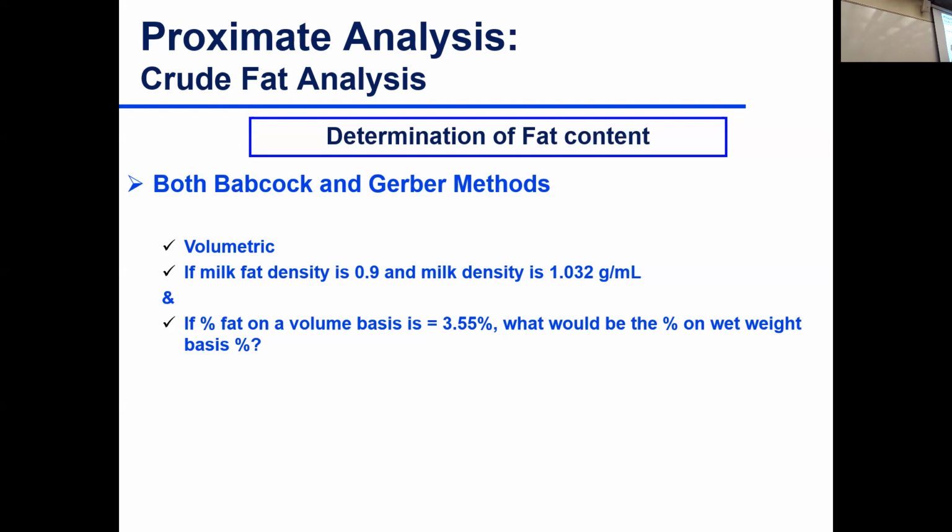And then the 100 milliliter of milk, you convert to mass, and this is the density. So density equals mass over volume. So you get the mass of the 100 milliliter milk, and then the mass of the 3.55 milliliter of fat. Does it make sense?